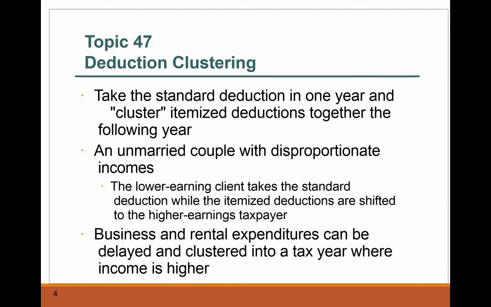Then we might want to do deduction clustering. So here we take the standard deduction in one year and then we cluster itemized deductions together the following year. So for example, an unmarried couple with disproportionate incomes. The lower earning client takes the standard deduction while the itemized deductions are shifted to the higher earning taxpayer. You might find this when two spouses work, but their incomes are so different. So the higher earning and higher tax paying person would take the itemized deductions and then the standard deduction would be taken by the lower earning spouse.